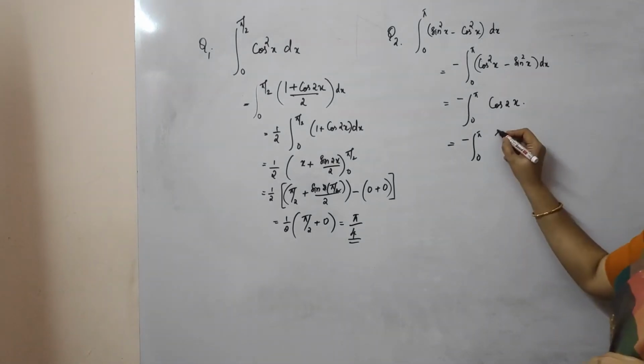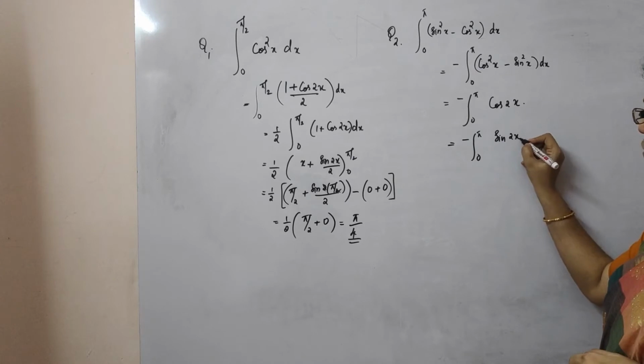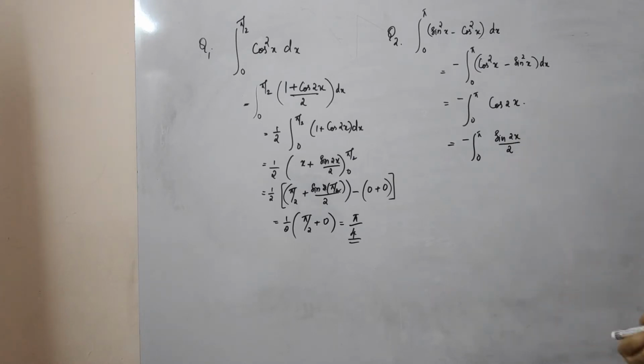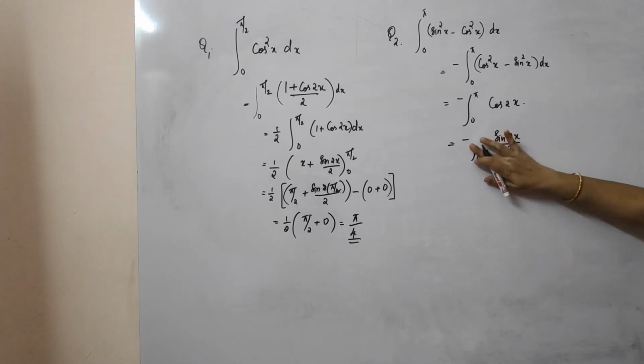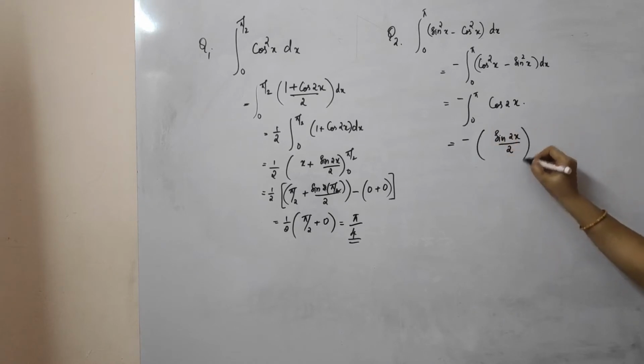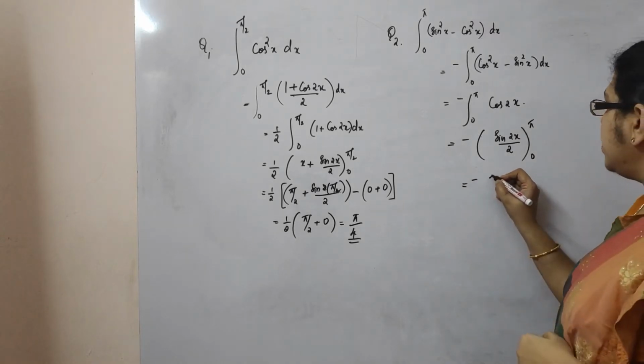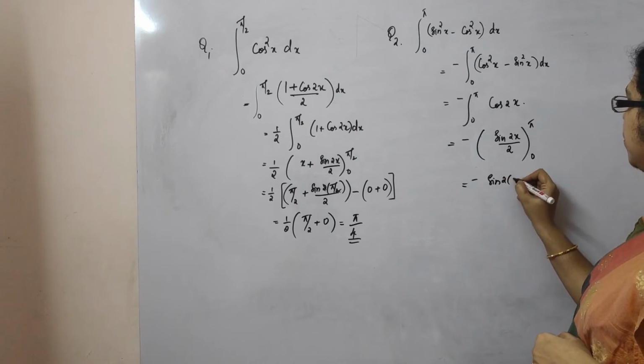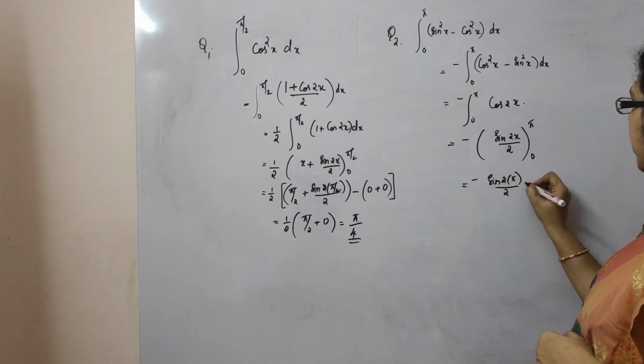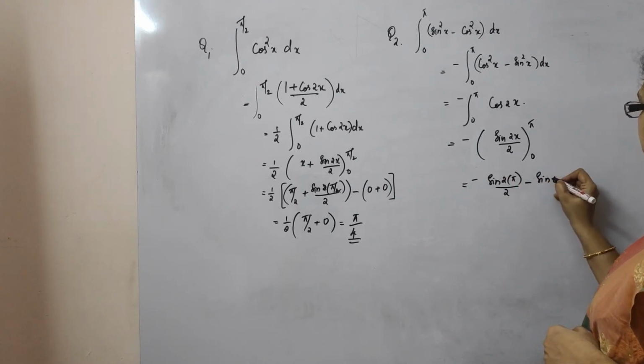Integral is what? Sin 2x by 2, isn't it? Sin 2x by 2. So, this integral sign goes, and I get the limits 0 to pi. Now, I substitute. Substitute for what? I substitute for minus of sin 2 pi by 2 minus sine 0.